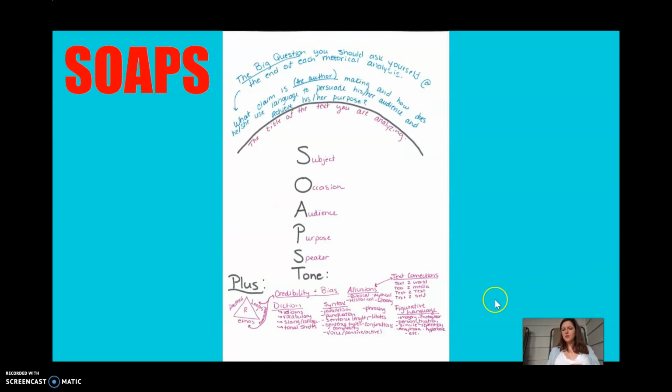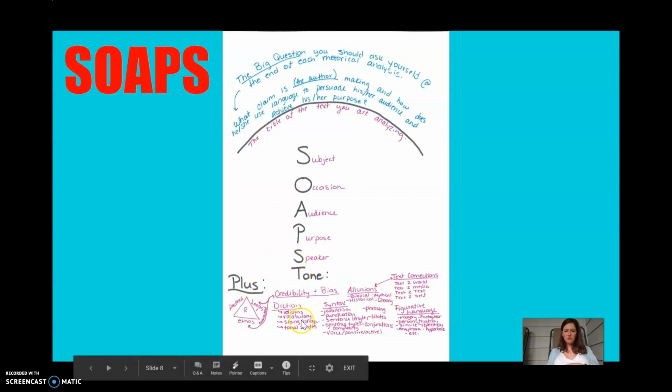So SOAP serves a very similar purpose, but it has some additional aspects to it. SOAP stands for subject. What is the subject of the piece? The occasion: what's happening historically around it that makes it relevant at this time. The audience, we already know that one. The purpose, that makes sense. The speaker, that makes sense. And all of this leads to tone.